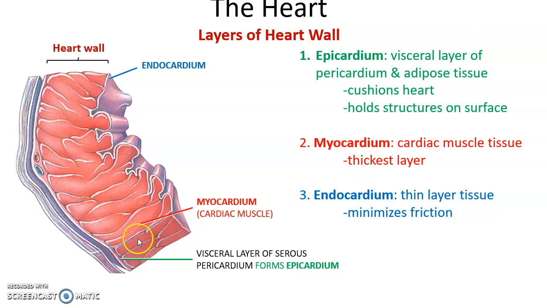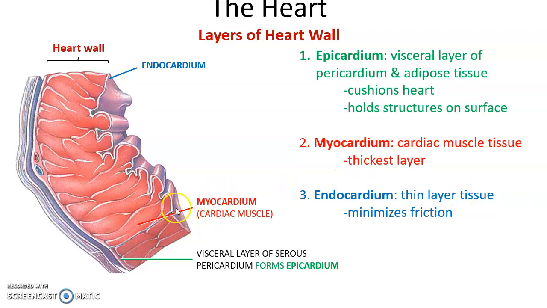The biggest layer is the myocardium. The myocardium is where all the cardiac muscle tissue is found. So the heart is basically a big muscular pump. The myocardium is where you find all of that cardiac muscle tissue.